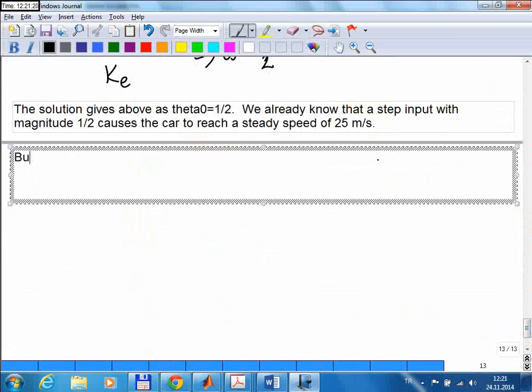Okay, now, but what if our equations were not accurate? It's a question.